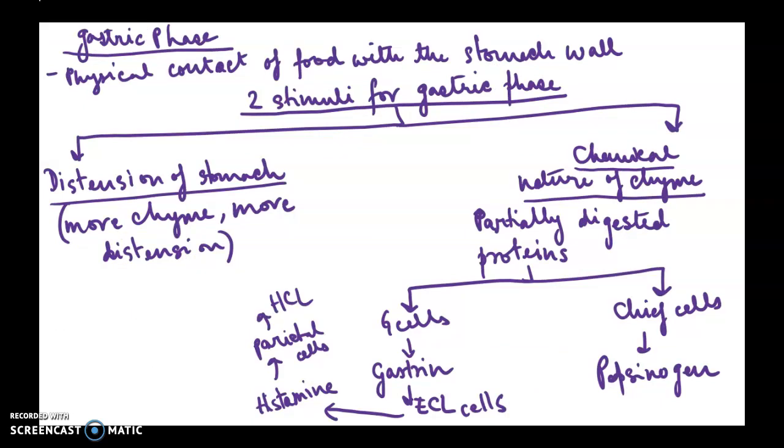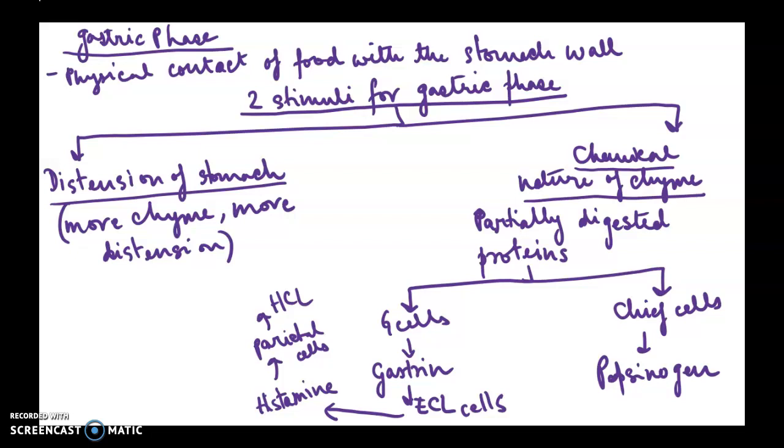Next, we have the gastric phase, and the gastric phase is stimulated by the physical contact of food with the stomach wall. There are two major stimuli for the gastric phase. First, distension of the stomach, meaning as we have more food in the stomach, more distension of the stomach, more chyme. All right. So yes, more chyme, more distension of the stomach, and that causes more gastric secretion.